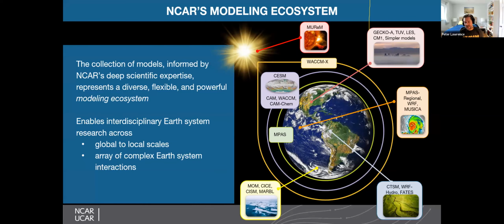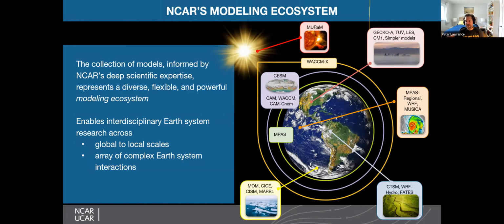Okay, this is my last slide for this particular part of the talk. I just want to say that I'm talking about the community system model, but what's really true about NCAR, the National Center for Atmospheric Research, is we have a whole ecosystem of models. It's not just we have CSM.